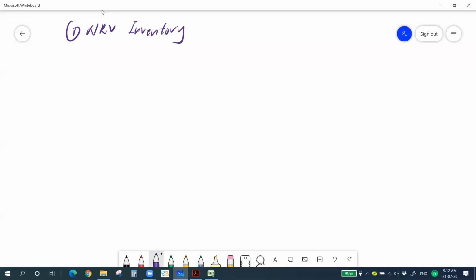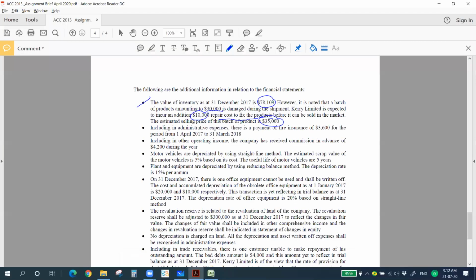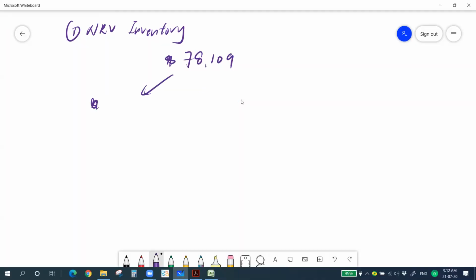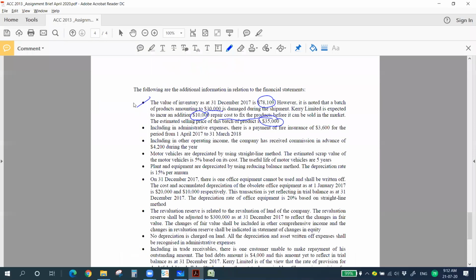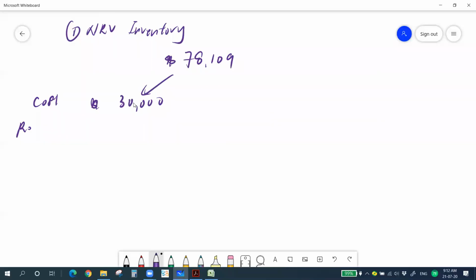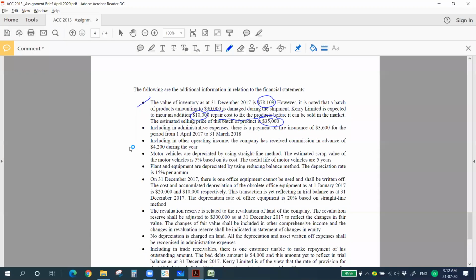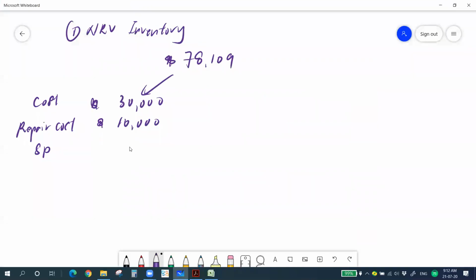They say that the value of inventory is 78,109. Am I right? And in this 78,109, one batch of the product has a cost of 30,000. This inventory requires a repair cost amounting to 10,000, and then the selling price is 35,000.